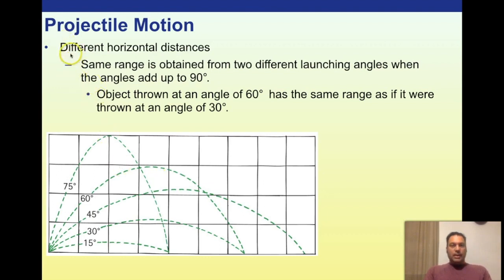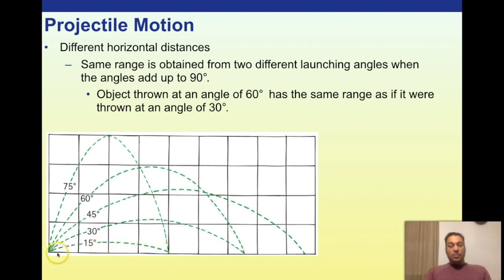First off, you can get different horizontal distances resulting from just changes in the angle at which you are lobbing the object. The same range is obtained from two different launching angles when the angles add up to 90 degrees. What does that mean? If the angles equal 90 degrees, so 75 degrees added to 15 degrees is 90 degrees. So what does that mean? Well, 75 degrees goes way up high and then it drops back down. But if you were to just launch it at 15, it does exactly the same thing.